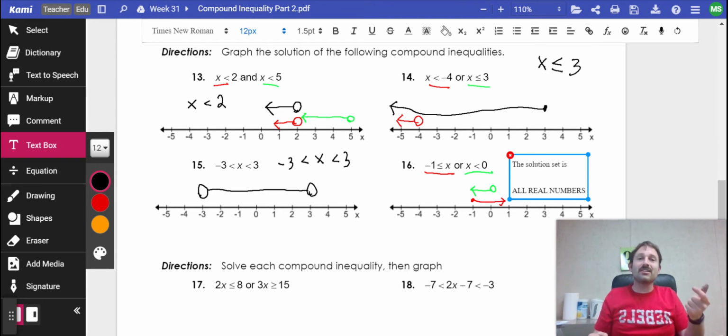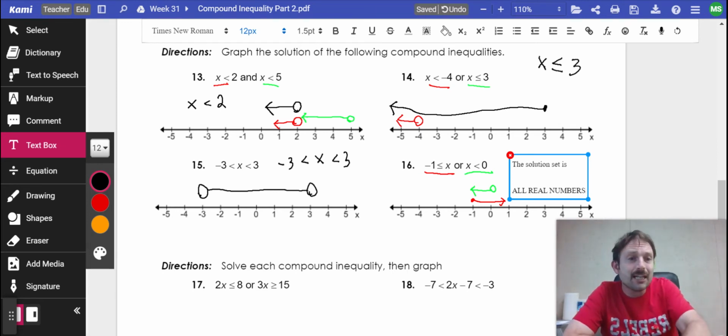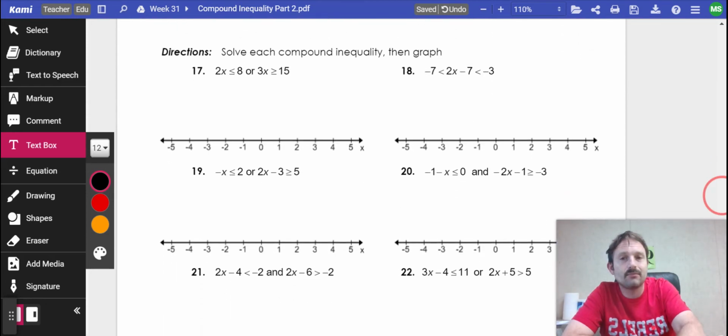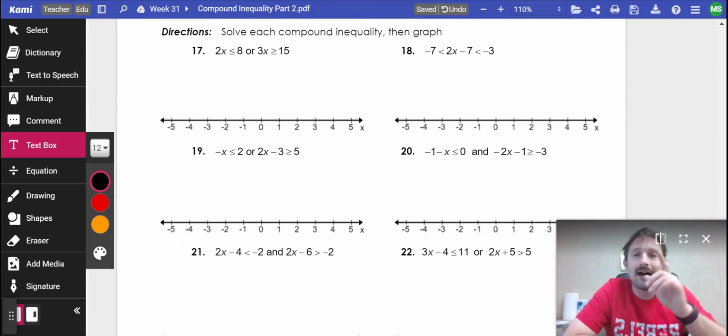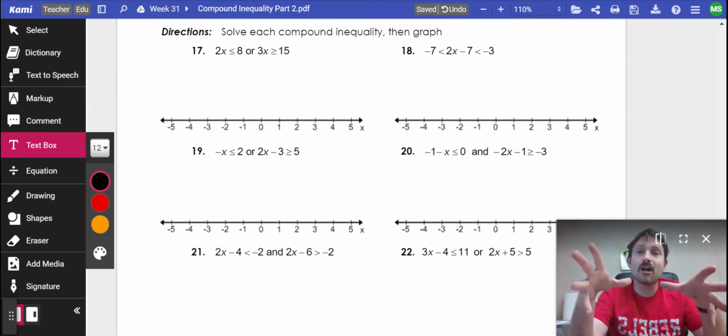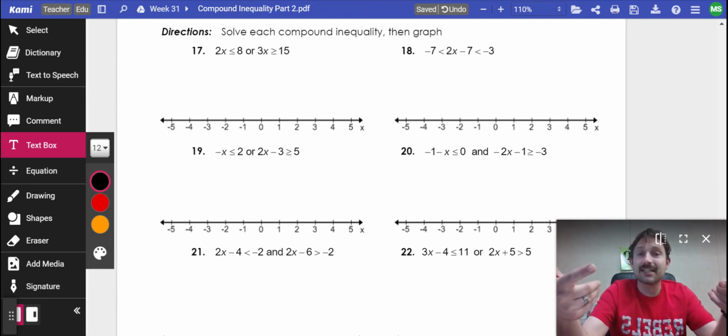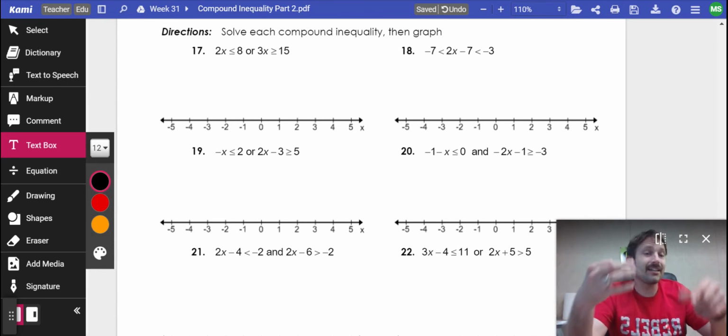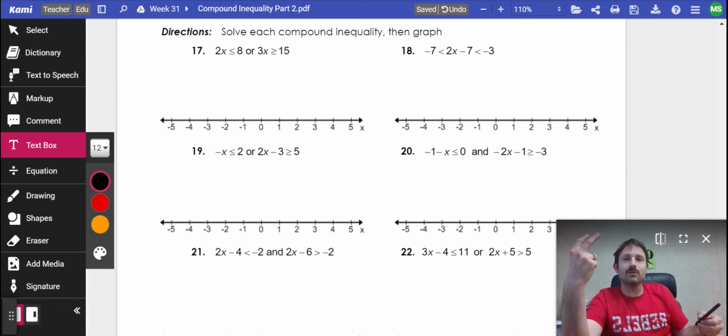Here we go. We're done with 13 through 16. So now the next ones are going to be a little bit harder because we have to solve and then graph it. I would like to remind you, I want you to try to solve it first, and then we're going to do it together. Going on in 3, 2, 1.